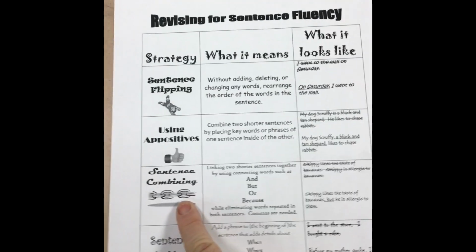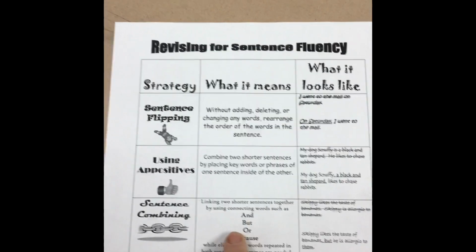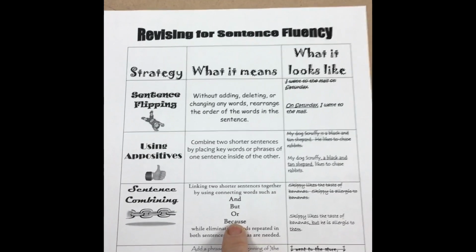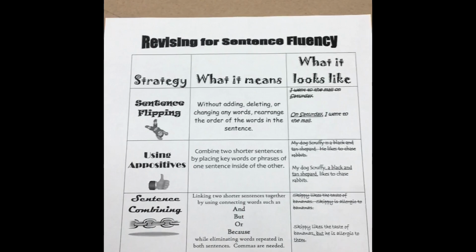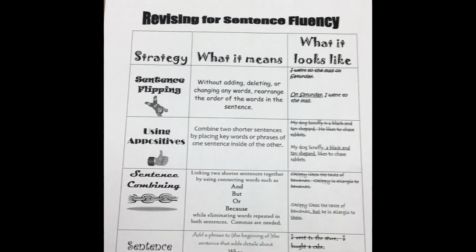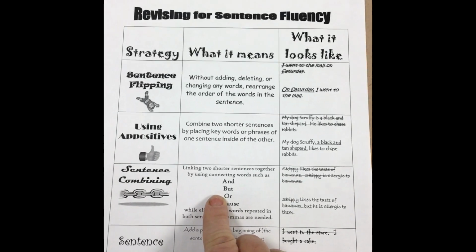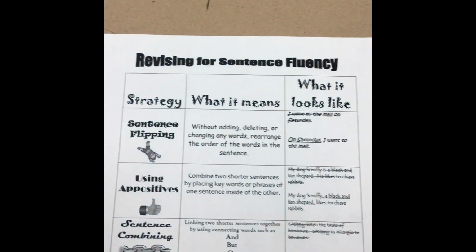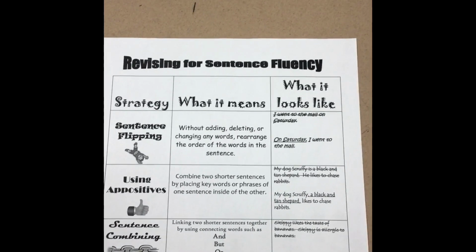Sentence combining we're used to from elementary school: comma and, comma but, comma or, using because to combine short sentences. But most of us here in middle school have been using this for quite a bit. So let's start with sentence flipping. This is a new one, and I know it shows up several times on your academic success sheet.